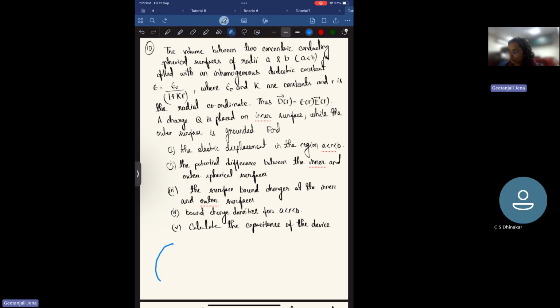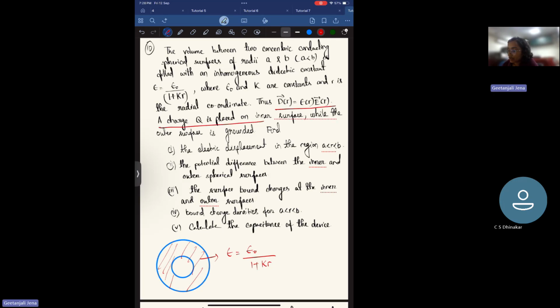So there are two surfaces. The region between them is filled with a dielectric, which is epsilon naught (1 plus kr). Epsilon naught and k are constants, r is the radial coordinate, and D is epsilon E r.